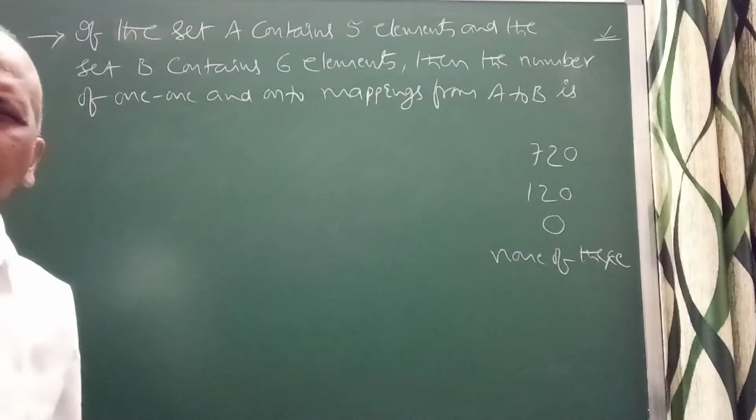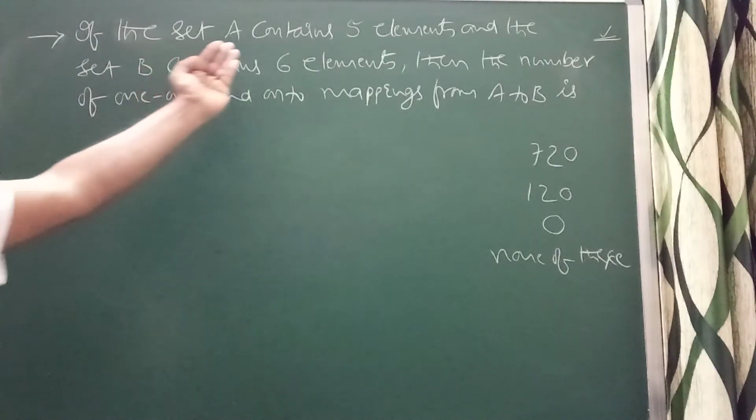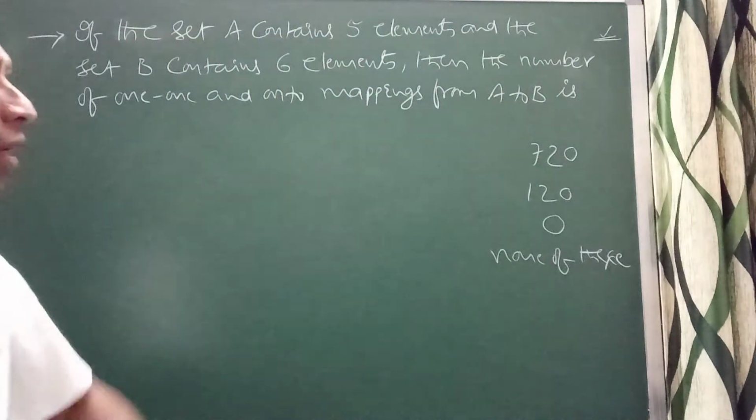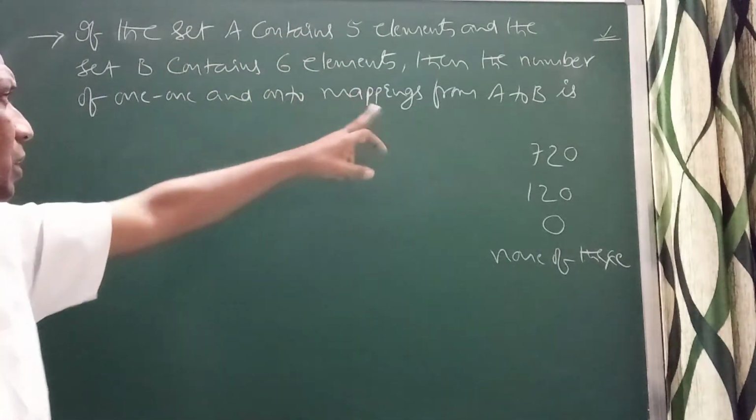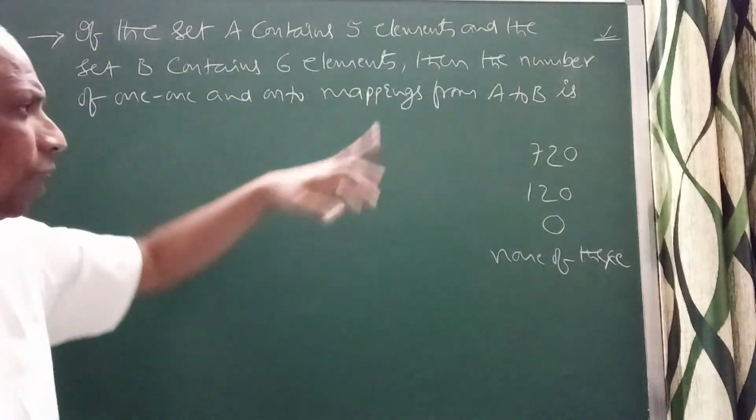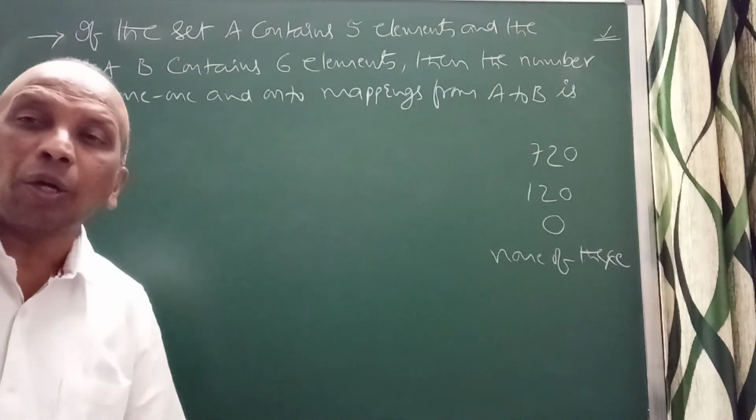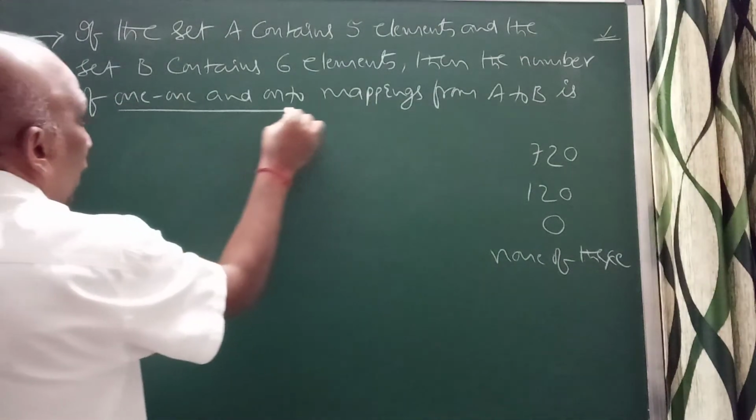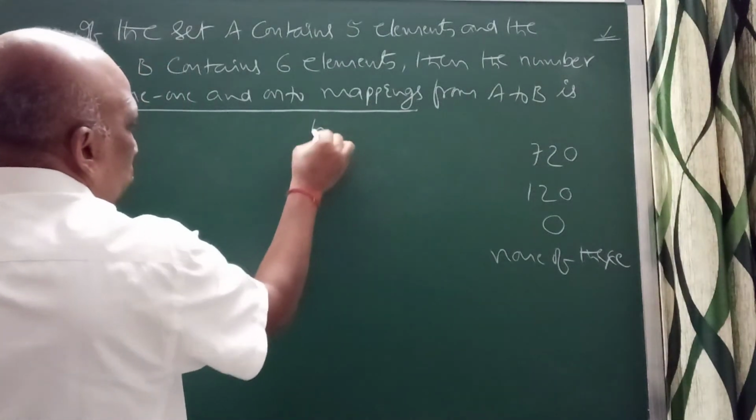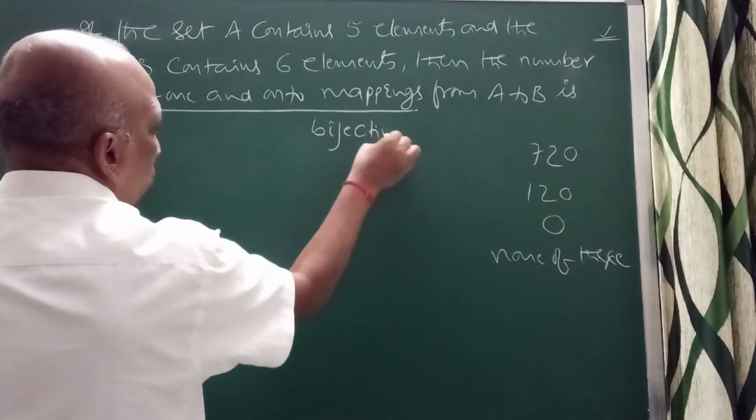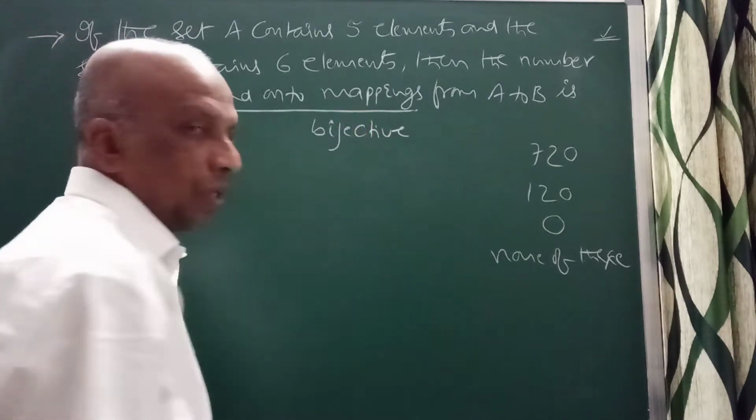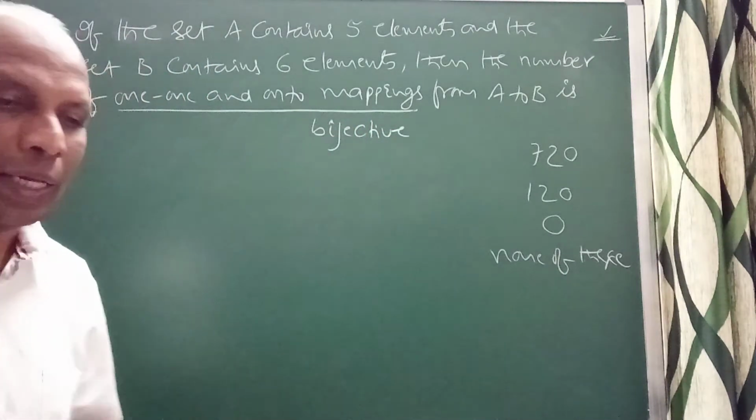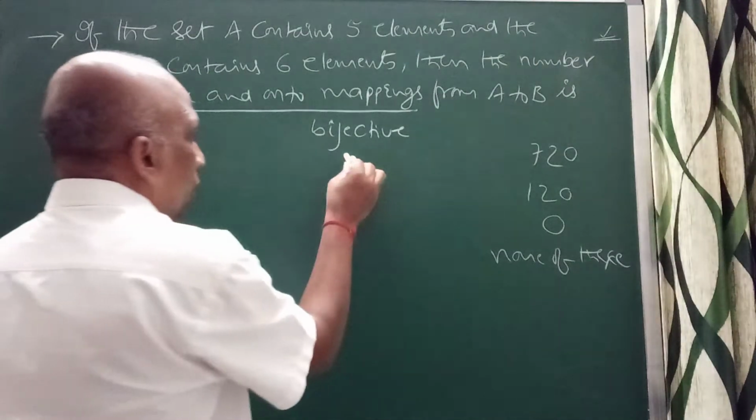Now see in this problem, the set A contains 5 elements and the set B contains 6 elements. Then the number of one-one and onto mappings from A to B. They are talking about the number of bijective functions. One-one and onto mappings means bijective. So when the function is bijective, the rule should be n of A equals n of B.